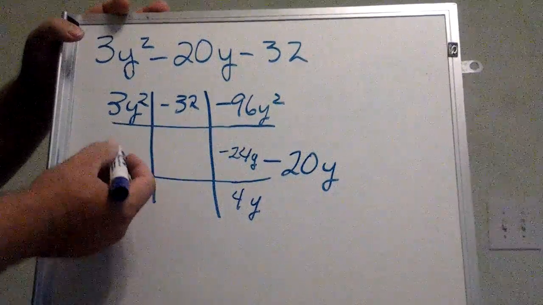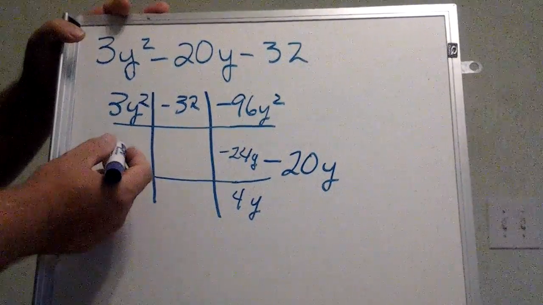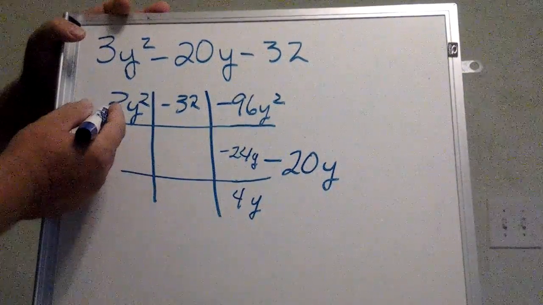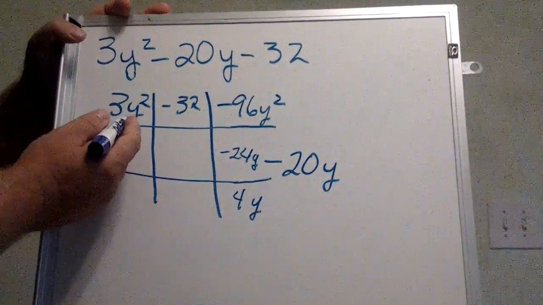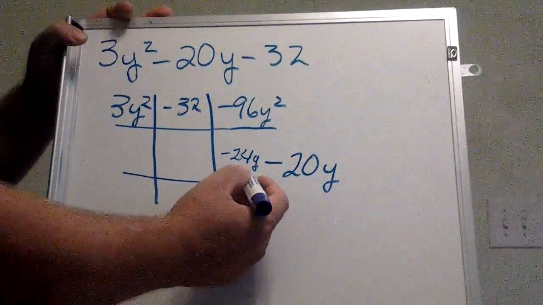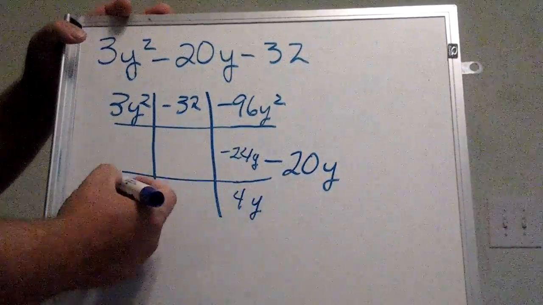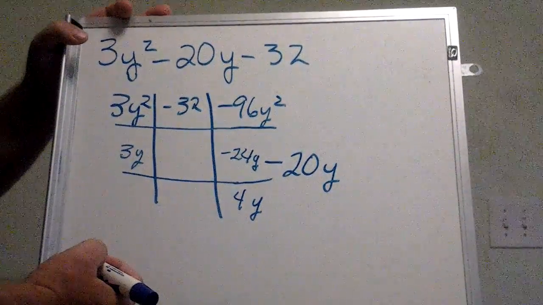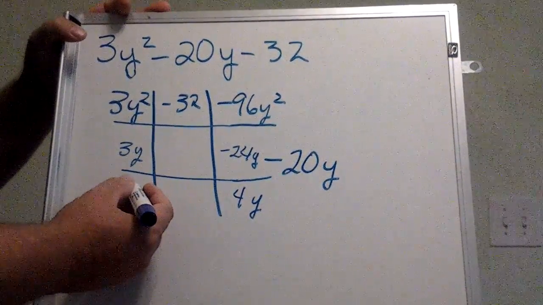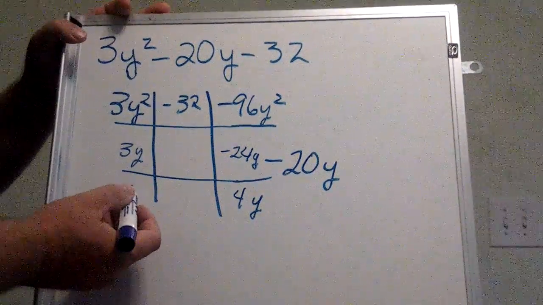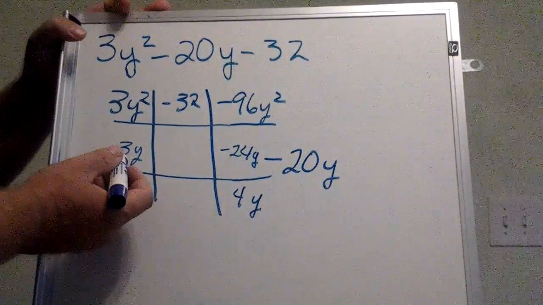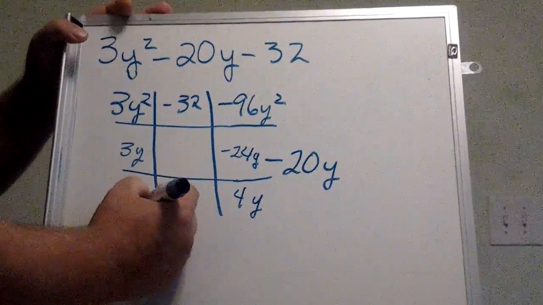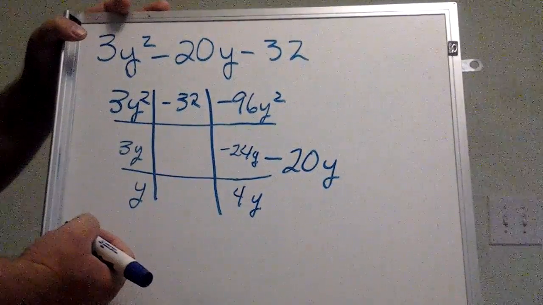Okay. The next step, we start filling in these boxes. And we're going to start with this box here. This box is the GCF between this term, 3y squared, and this new thing that we've created over here, negative 24y. So it's going to be 3y. That will be the greatest common factor. Okay. Next, this box needs to be something that we can multiply times 3y to make 3y squared. So y would be that correct term.